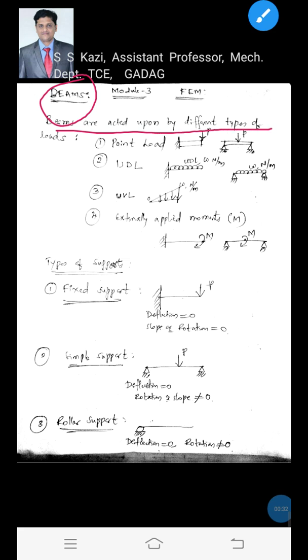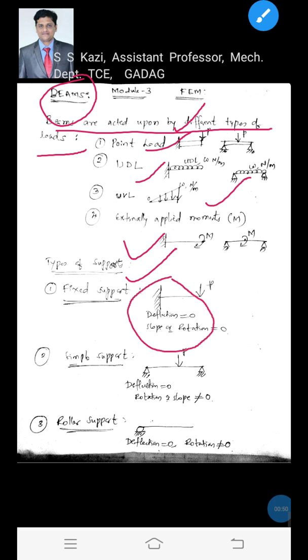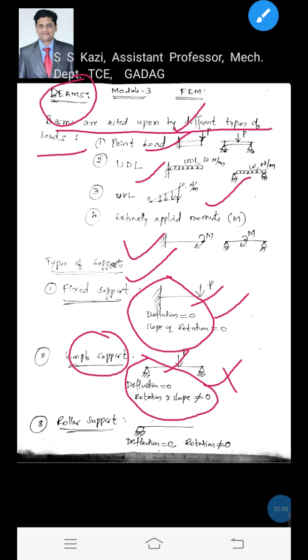Beams are acted upon by different types of loads: the point load, uniformly distributed load, uniformly varying load, and externally applied moments. And different types of supports are provided to resist the motion of the beam. Fixed support: across the fixed support, the deflection is 0 and the slope or rotation is 0. Simple support: across the simple support, deflection is 0 and rotation or slope is not equal to 0, because simple supports will allow the beams to rotate.